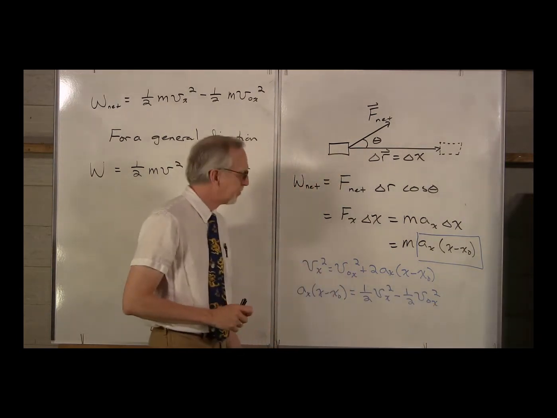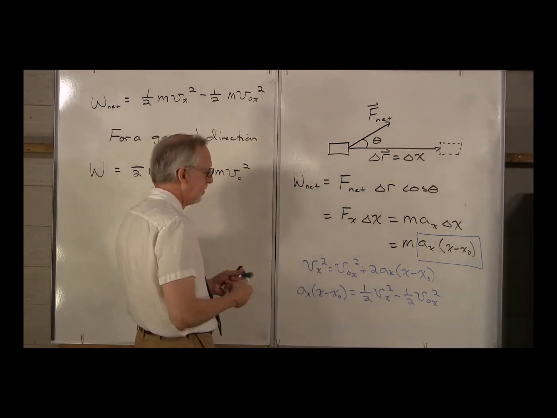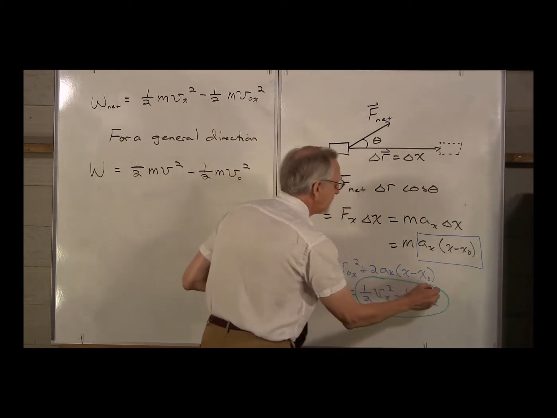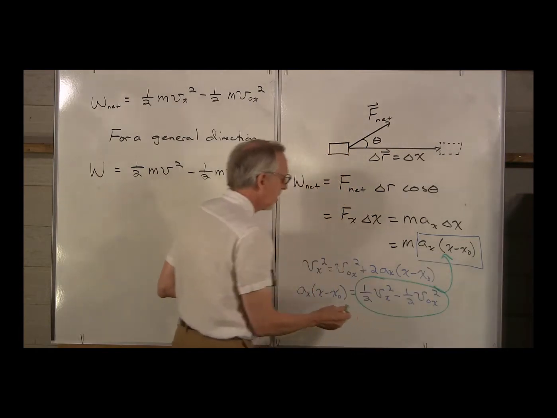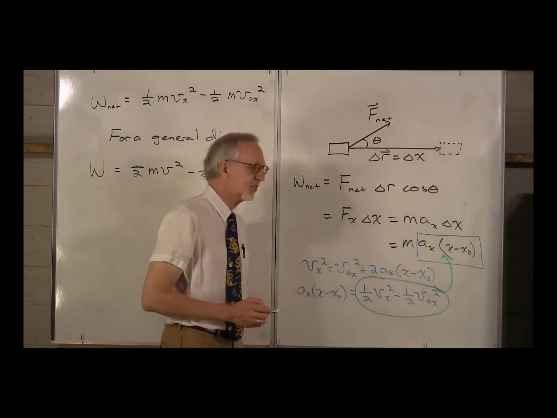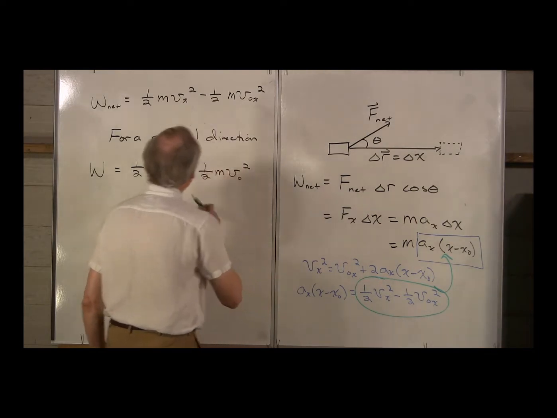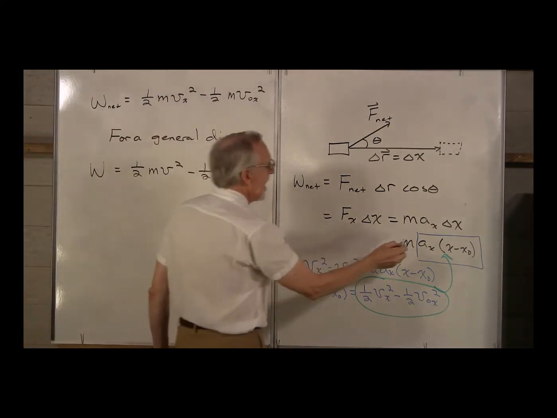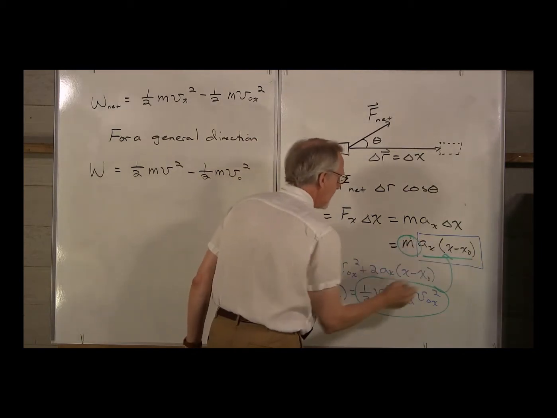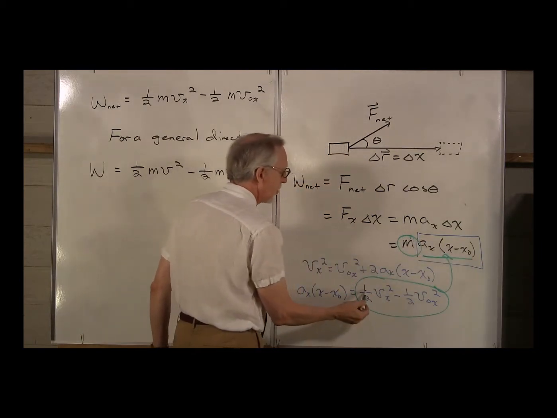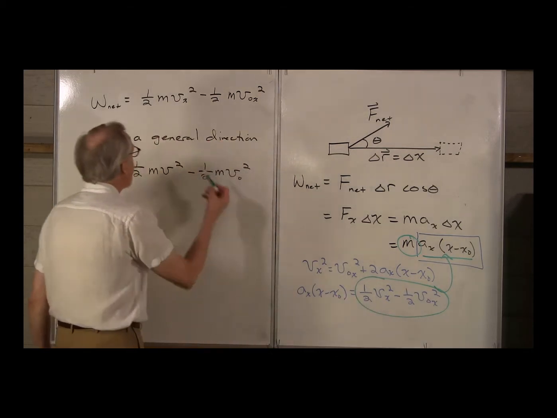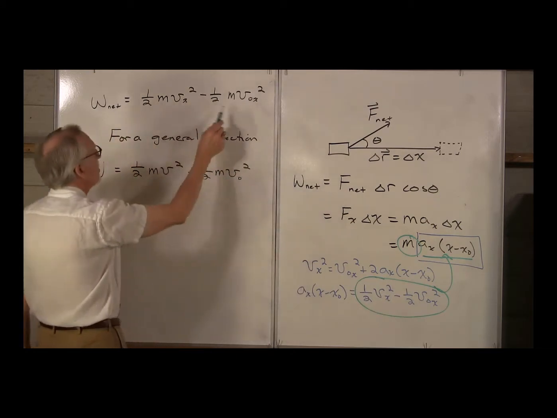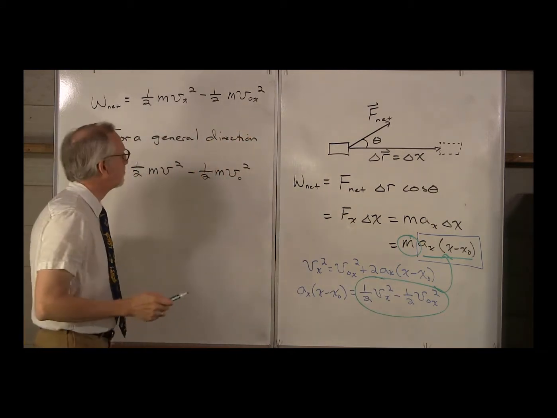Let's take this term and stick it in here for the ax times (x minus x naught). What do we get? We get W net, the net work, is equal to m times that quantity. So m times this. In other words, 1/2 m Vx squared minus 1/2 m V naught x squared.